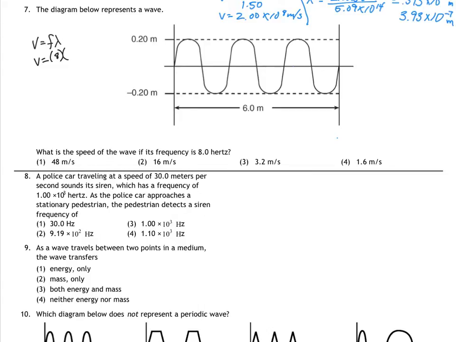So I'll mark out the cycles with x's. So that's 1 cycle, 2 cycles, 3 cycles. Now 3 cycles are happening over a distance of 6 meters, which actually means that the wavelength of 1 cycle is only 2 meters. So I'll plug that in here, and the velocity of the wave has to be 16 meters per second.